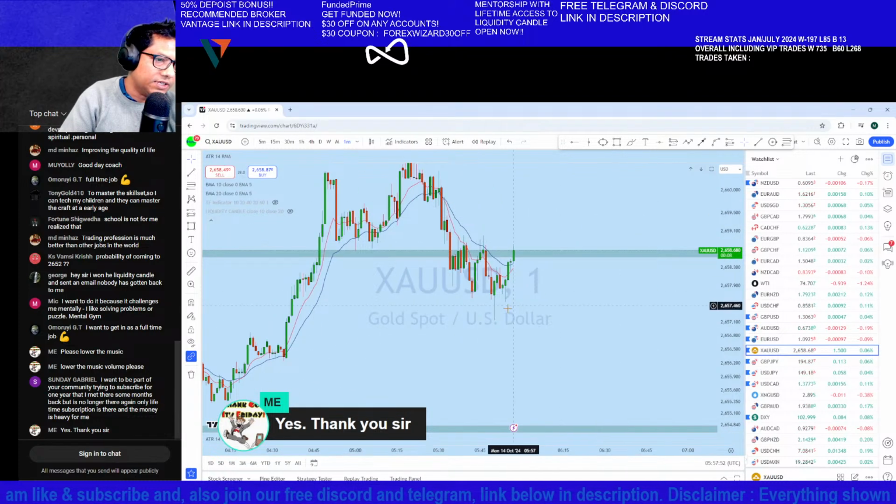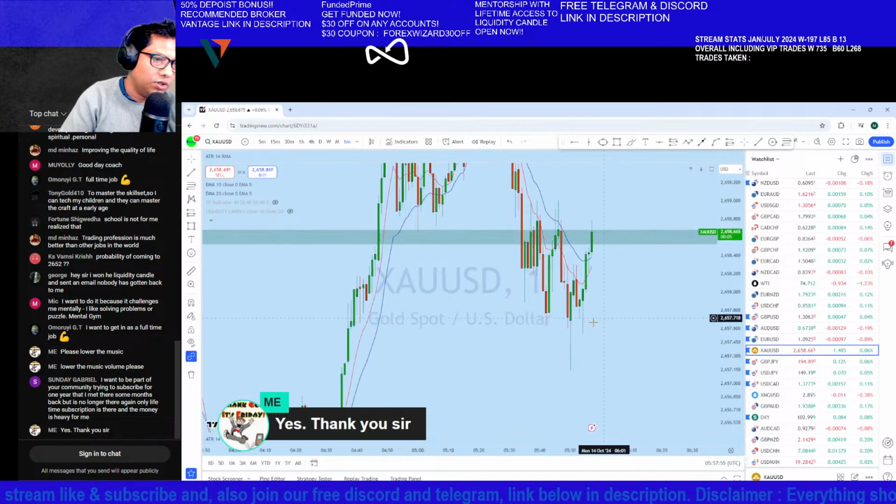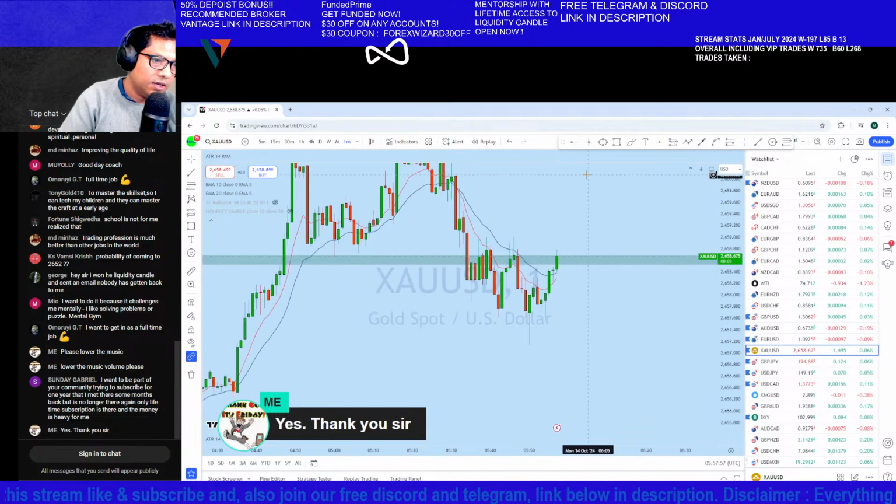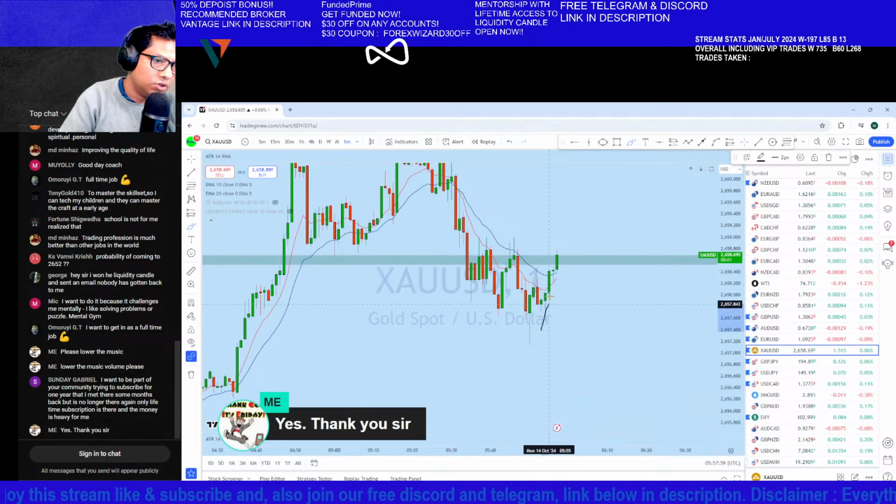Okay, so here we can see there is a bounce, and with that bounce, the market is basically trending locally to the upside.